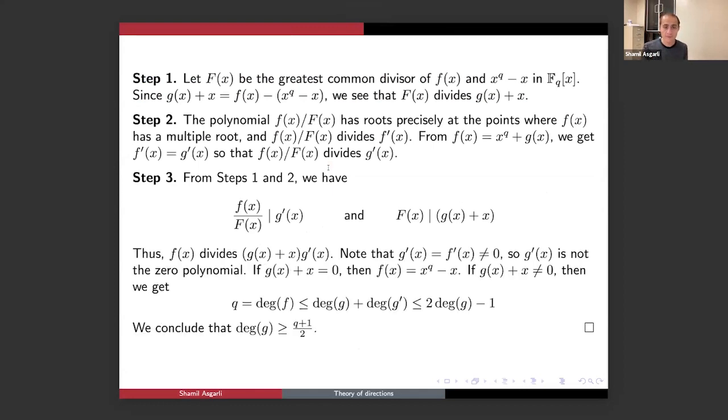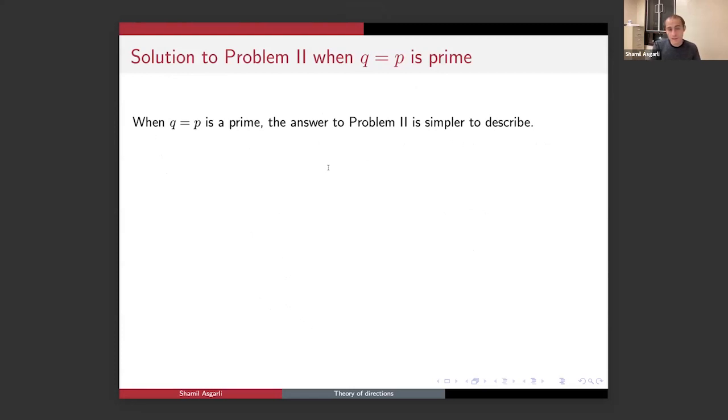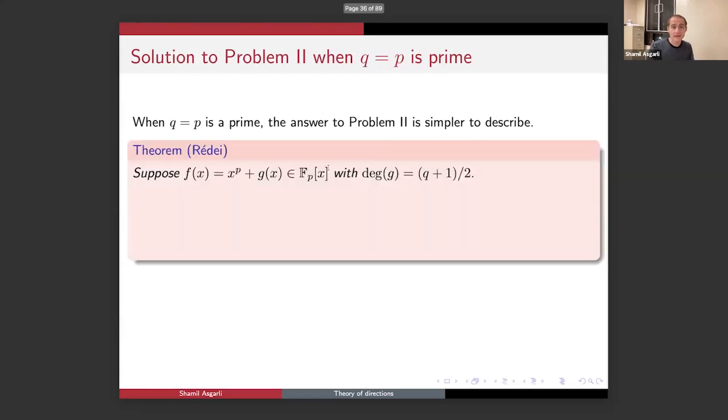Moving on. I'm going to tell you a little bit about what Rédei proved about problem 2. So when q is equal to p, prime, the prime case, it turns out that the answer to problem 2 can be described as follows.